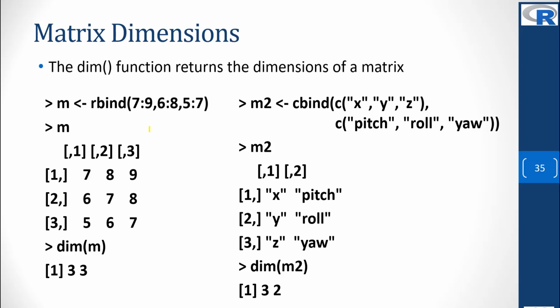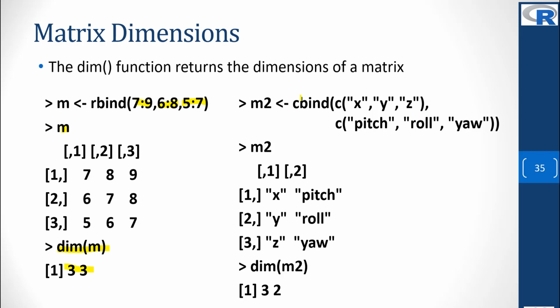So here we're using rbind to create a matrix of 3 rows, and each of these is a range of 3 numbers, so it's going to be a 3 by 3 matrix, and we're displaying it here. And then just to check ourselves, we can call the dim function with the matrix we just created, m, and it displays 3, 3 for the number of rows and columns.